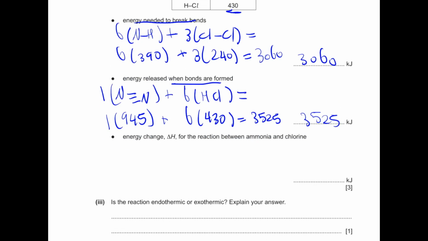And then we're gonna calculate the energy change, which is the difference between this and that. So that's 3060 minus 3525, and that is equal to 465 kilojoules.